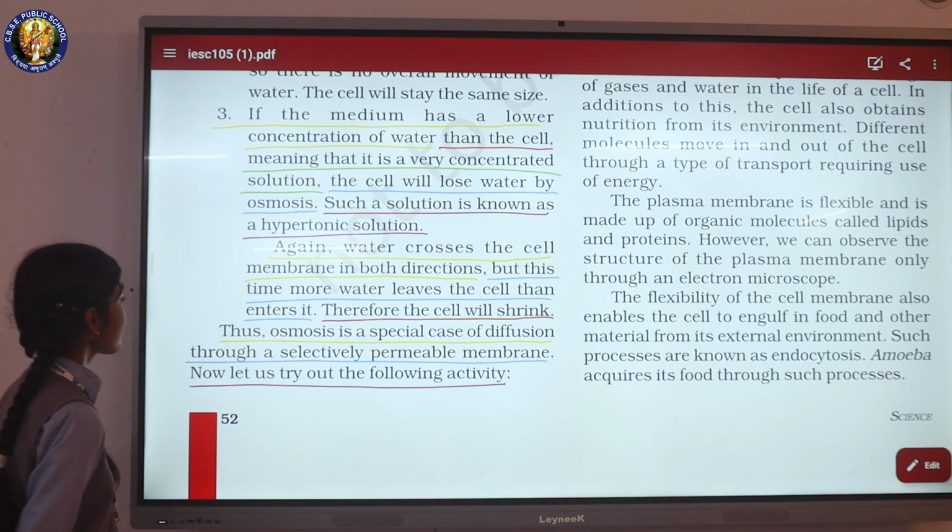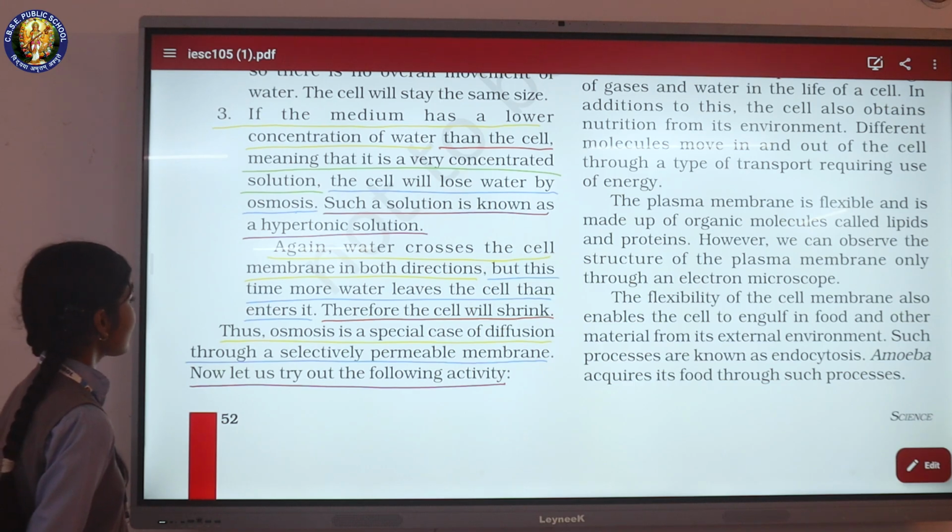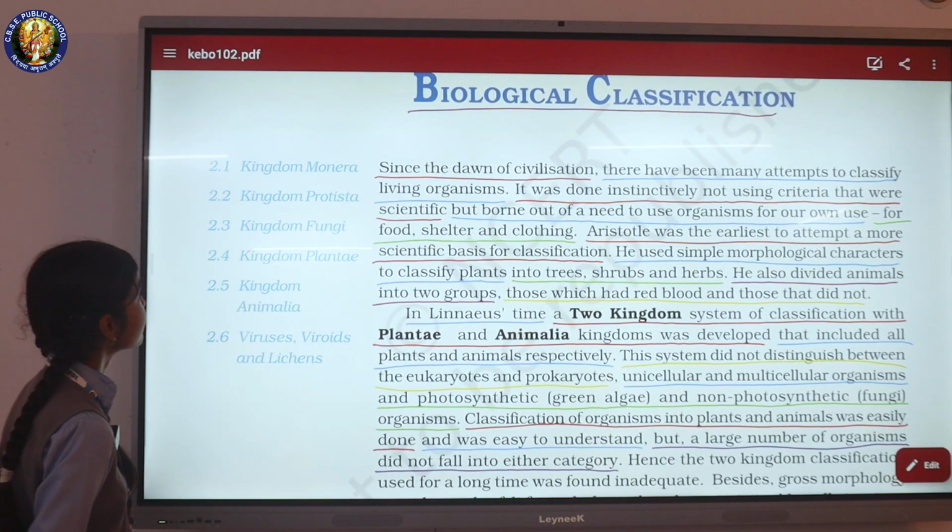Thus, osmosis is a special case of diffusion through a selectively permeable membrane. Now let us try out the following activity.